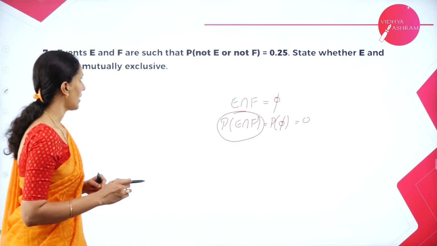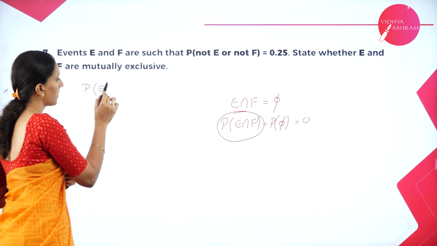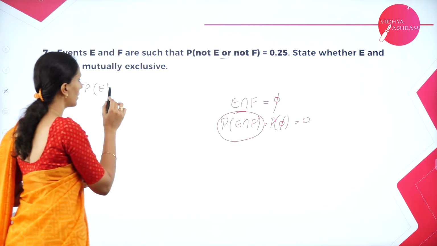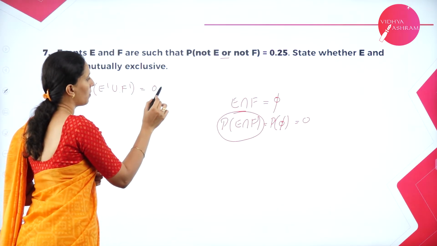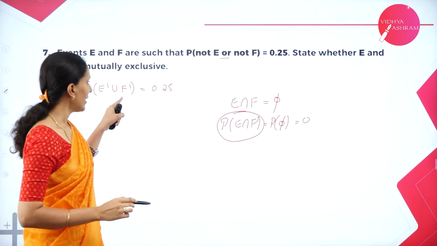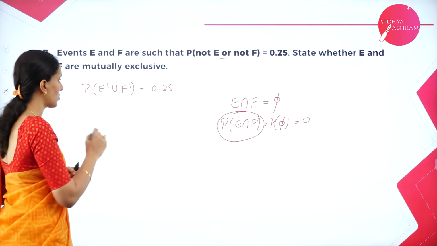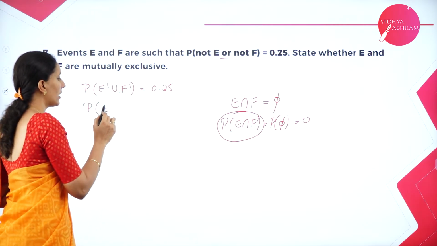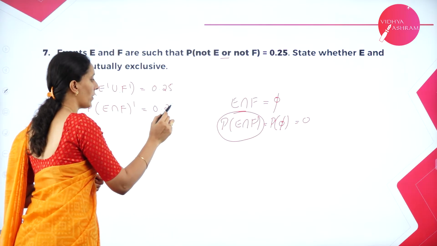Now let us verify here. They have given probability of not E, and we have OR here, so it is union not F. That is equal to 0.25. Remember, using De Morgan's law, E dash union F dash can be written as E intersection F whole dash. So probability of E intersection F whole dash is equal to 0.25.